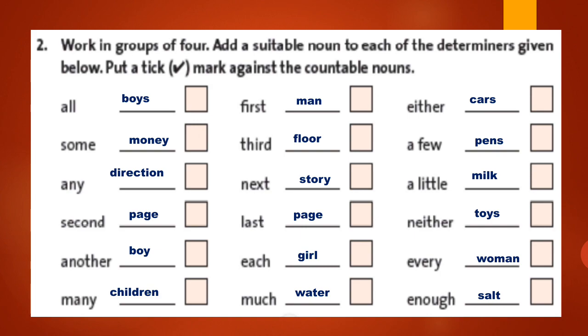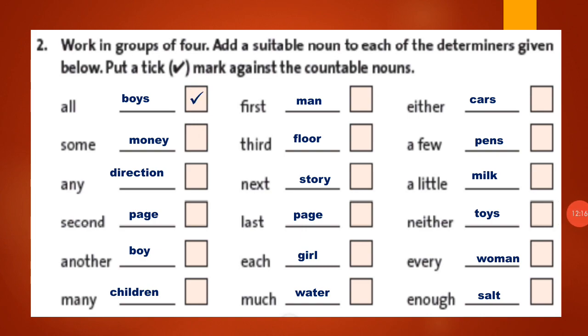So we have added nouns to these determiners. Now what we have to do is put a tick mark against the countable noun. Put a tick mark against the countable noun. Now I think you all are clear about countable nouns. What are countable and uncountable nouns? Countable nouns are those nouns which can be counted, and uncountable, those cannot be counted. So the things which can be counted, you have to tick them. Okay, so let's do.